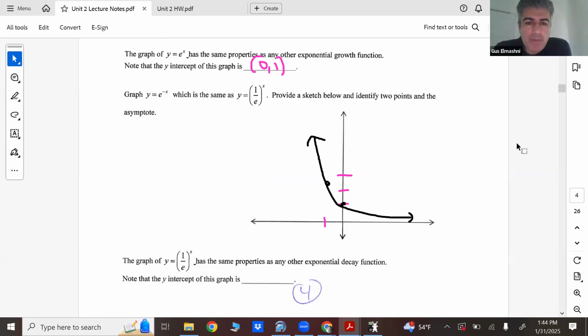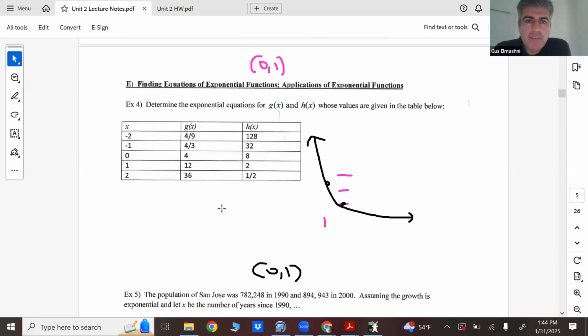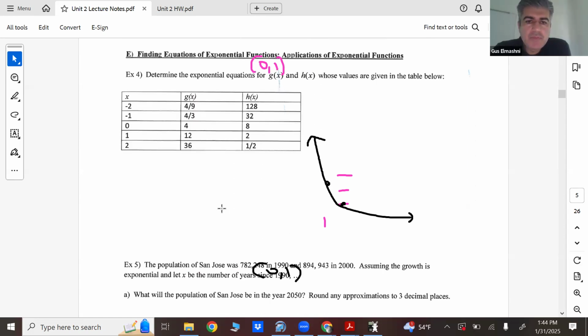And 1 over e has the same properties as any other exponential decay function. The y-intercept is still 0, 1. That doesn't change. On page 4, finding equations. So this is like exponential modeling. So let's look at both g of x and h of x.